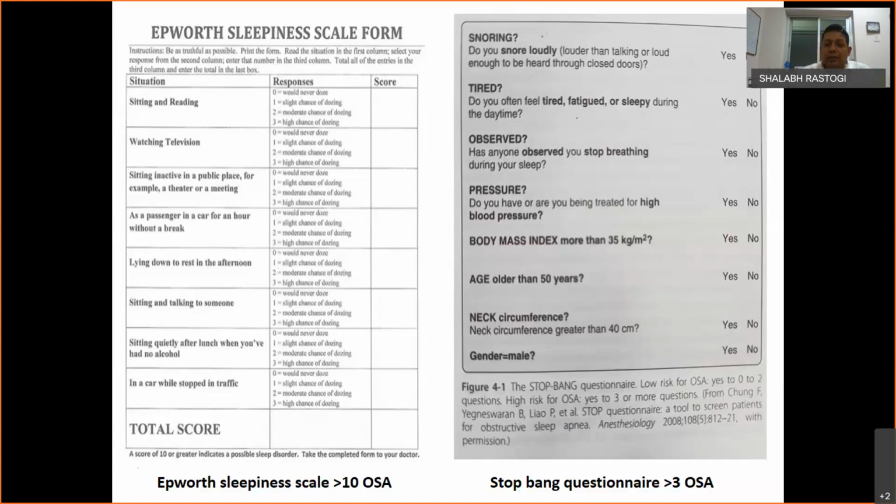The second is the STOP-Bang questionnaire, in which various risk factors are described, and the patient has to say yes or no for those high-risk conditions. And if he says yes to 3 or more such high-risk items, then the patient is more prone to obstructive sleep apnea.